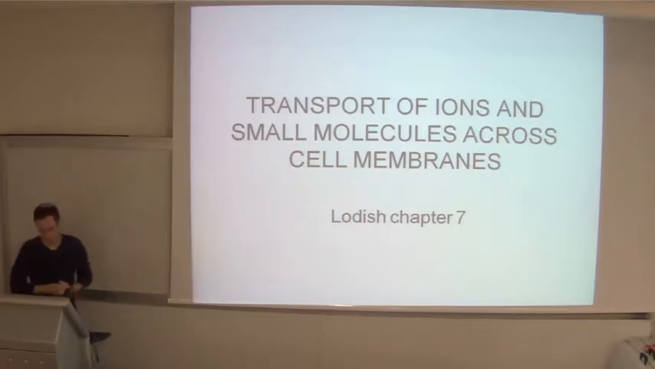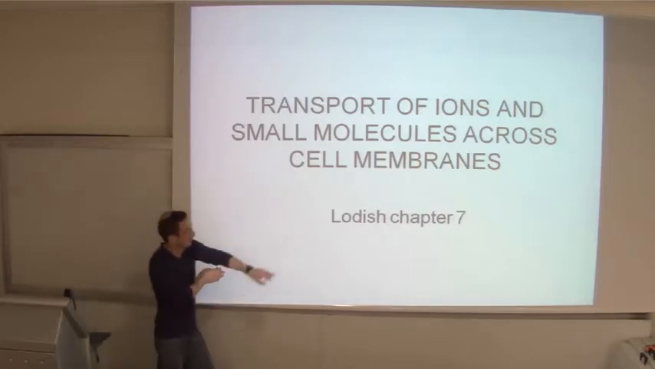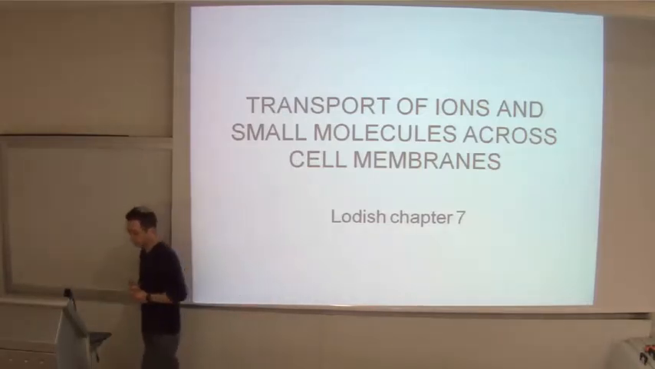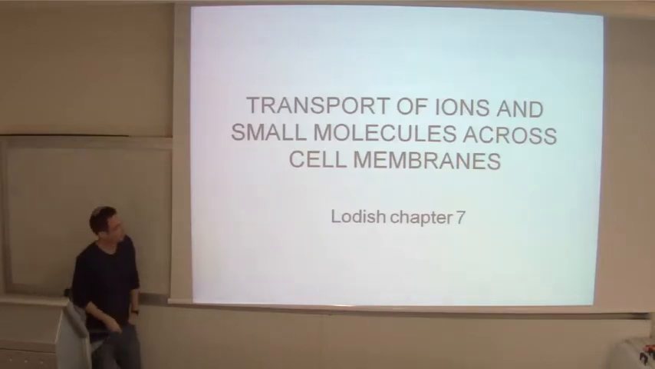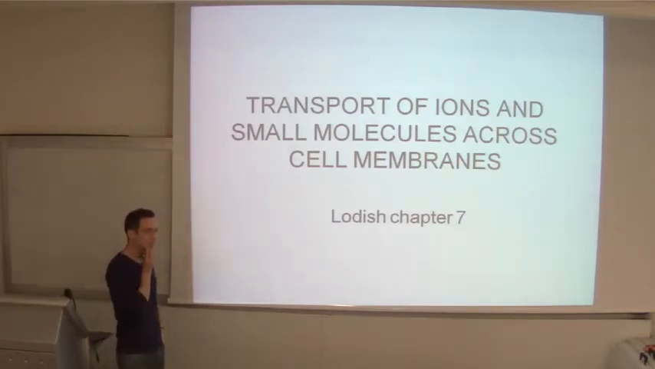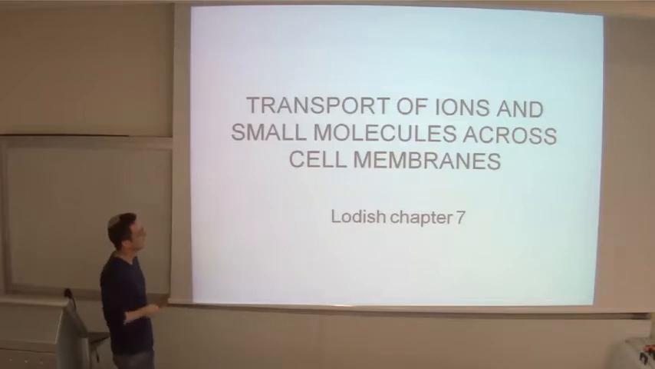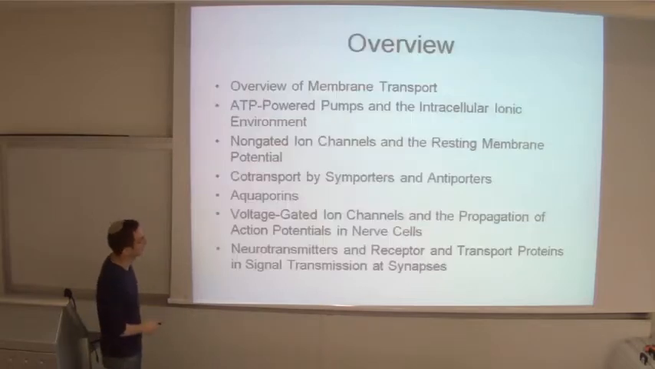Okay, so we will start right now the chapter on transport of ions and small molecules across cell membranes, mainly based on the 7th chapter in the textbook. If the previous chapter was about biomembranes, now we start seeing some of the processes that happen on or across the biomembranes. It has to do a lot with neurobiology. Transport of different molecules, among them ions.